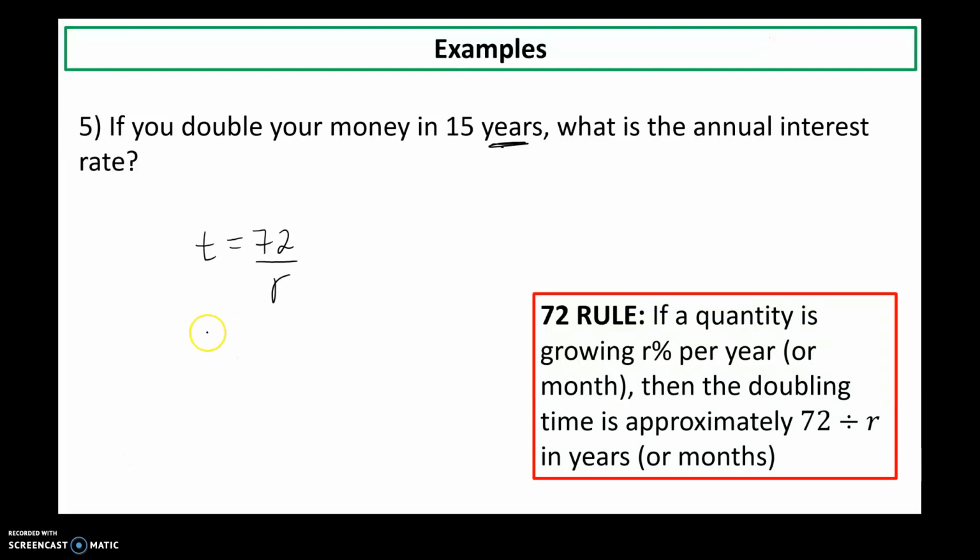Well, you're told you double your money in 15 years. So solving this equation for R, we get R is equal to 4.8%. And this is a very useful tool where you don't have to worry about setting up an exponential equation and solving for R.